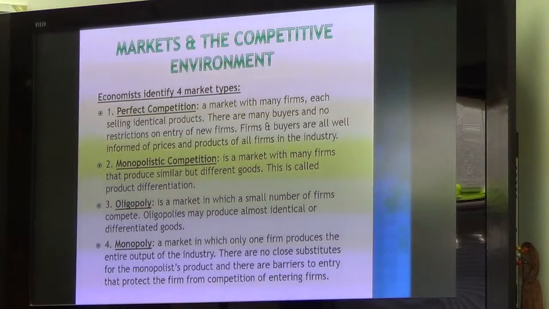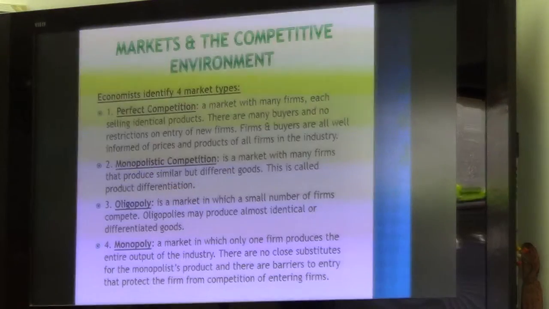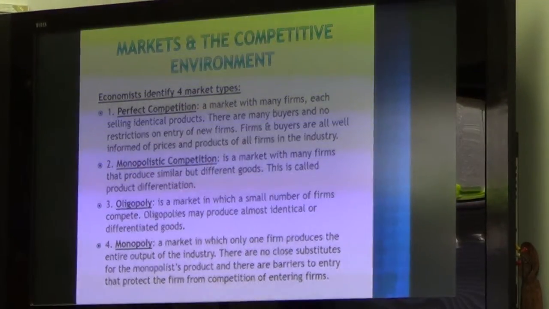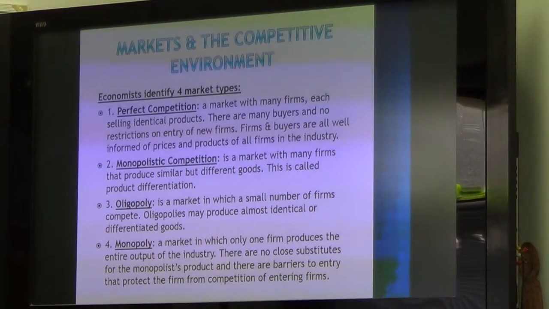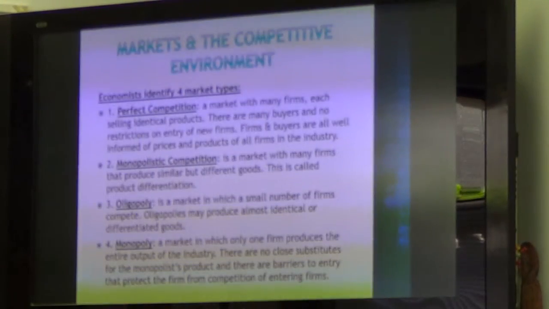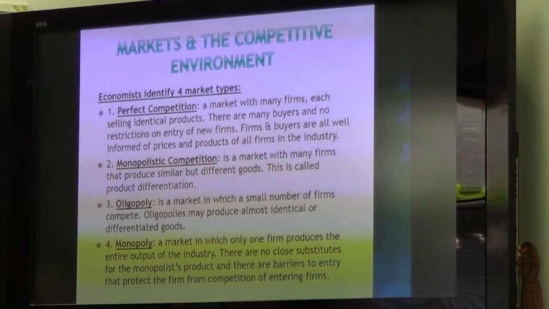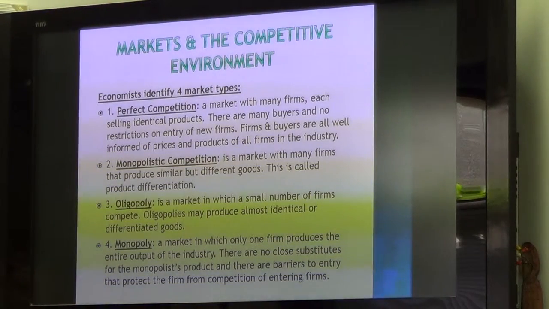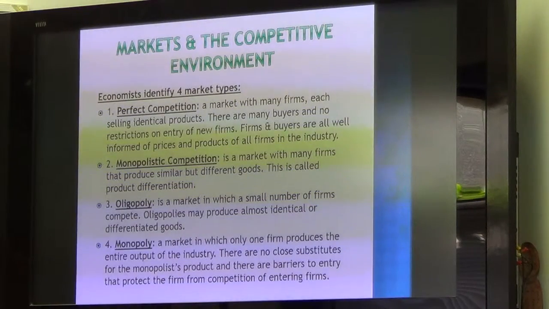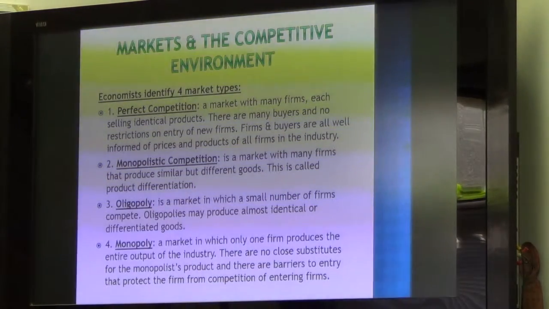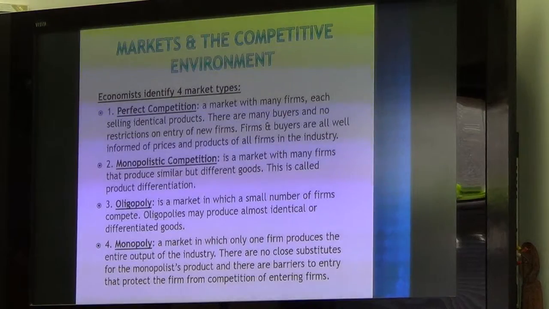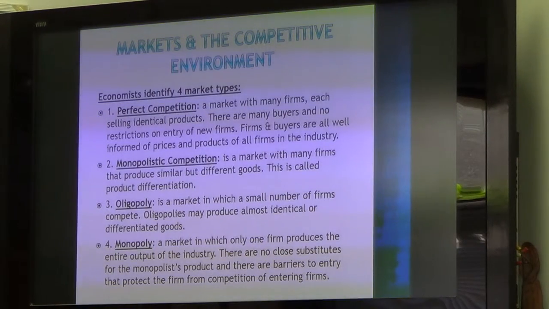Like peanut butter companies, there's Peter Pan, and then there's the Kroger brand, so they're identical items. And so Jif can't just raise its price to $8 a jar because everybody will just switch over to the other brand, right?